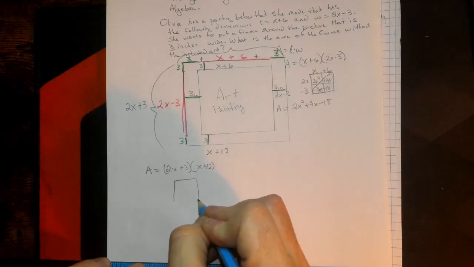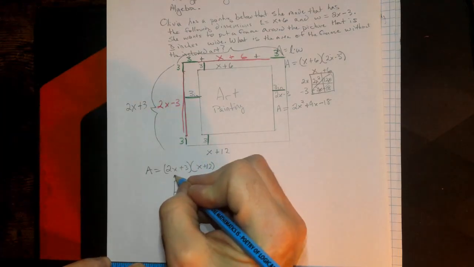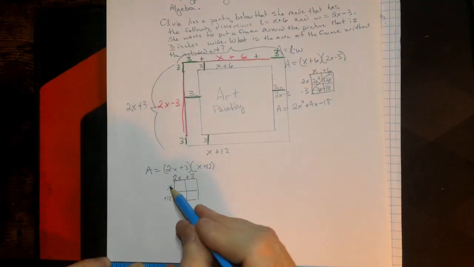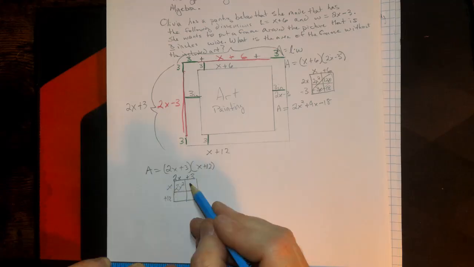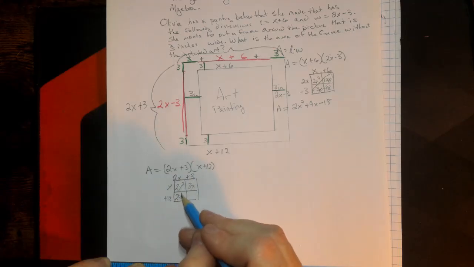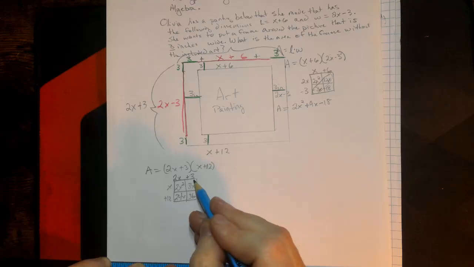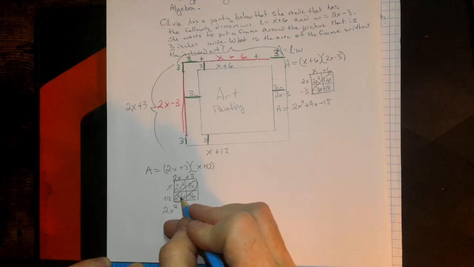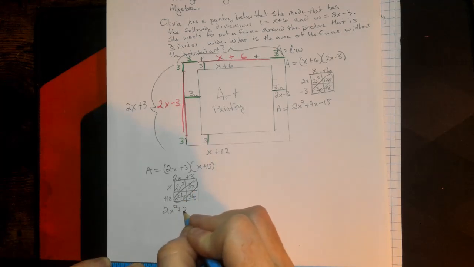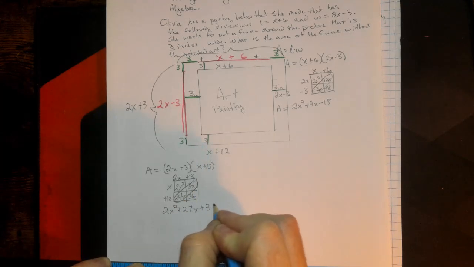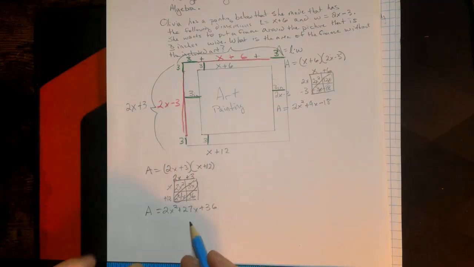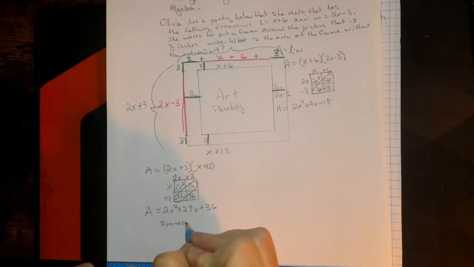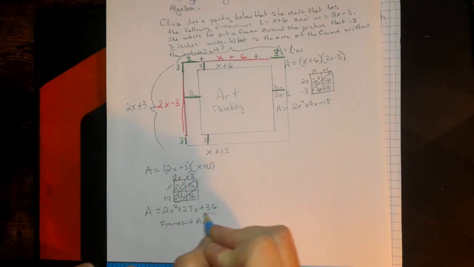So if I look at the area model, and again, it's just a quick sketch of a window pane, or some of you may have called it a Punnett square from science, but 2x squared, 3x, 12 times 2 is 24x, 12 times 3 is 36, and again, the diagonal is the same. So we end up with 2x squared, 24 plus 3 is 27x, and then plus 36. And that is the area of the frame and the art, so that's the total area.